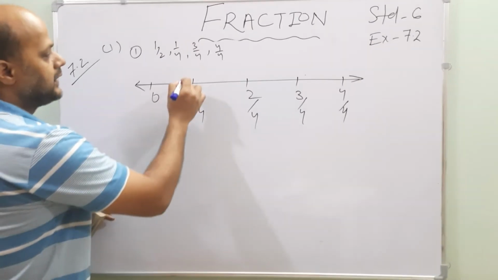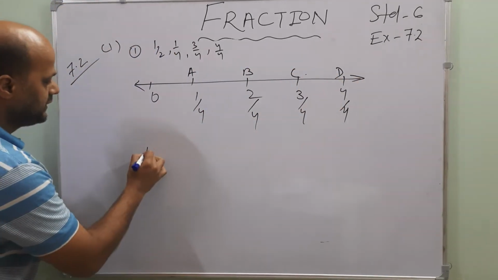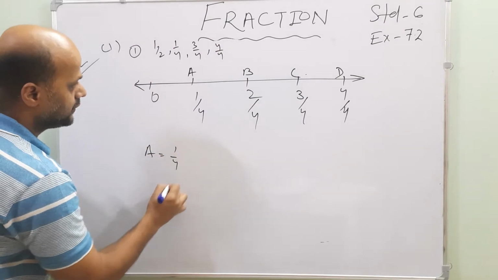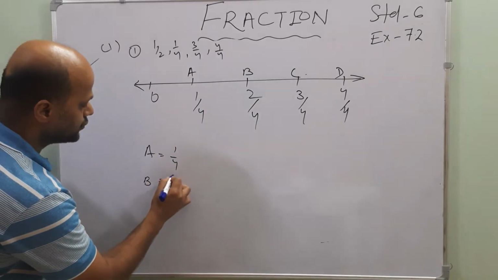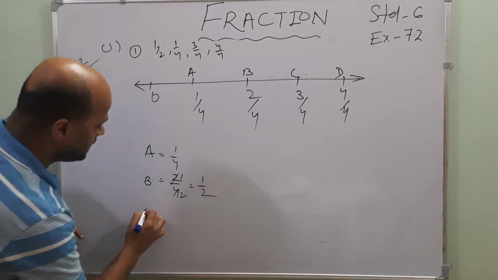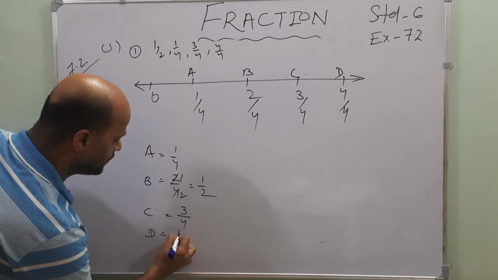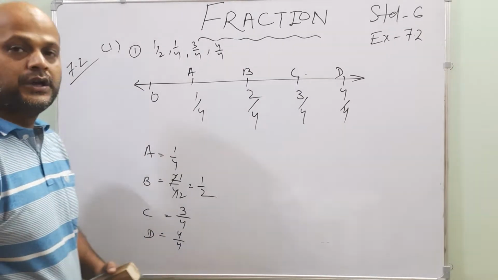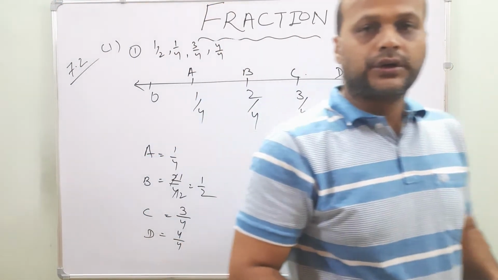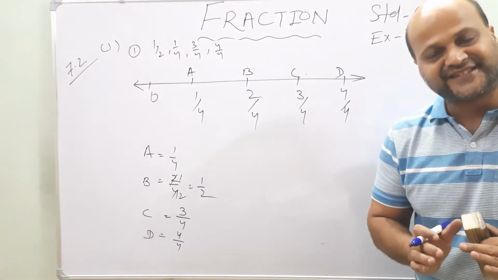Okay. So if I name them A, B, C and D, then I will write A is equal to 1 by 4, B is equal to 2 by 4, nothing but, 2 ones are 2, 2 twos are 4, it is 1 by 2, C is equal to 3 by 4 and D is equal to 4 by 4. In this manner, you have to show the given fractions on the number line. Understood, my dear friends? Okay.